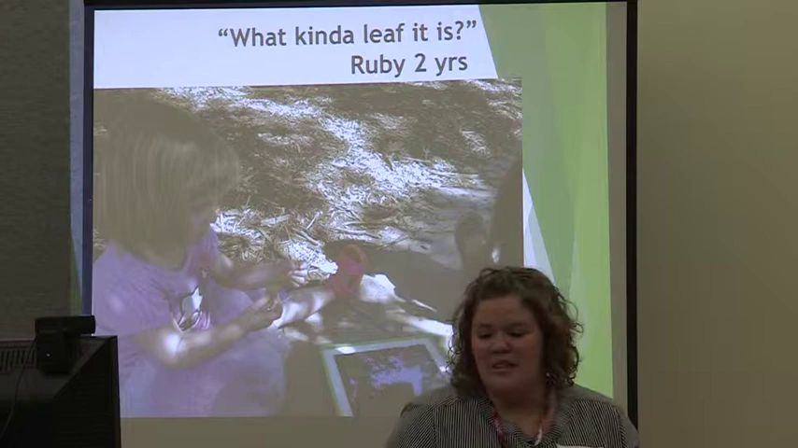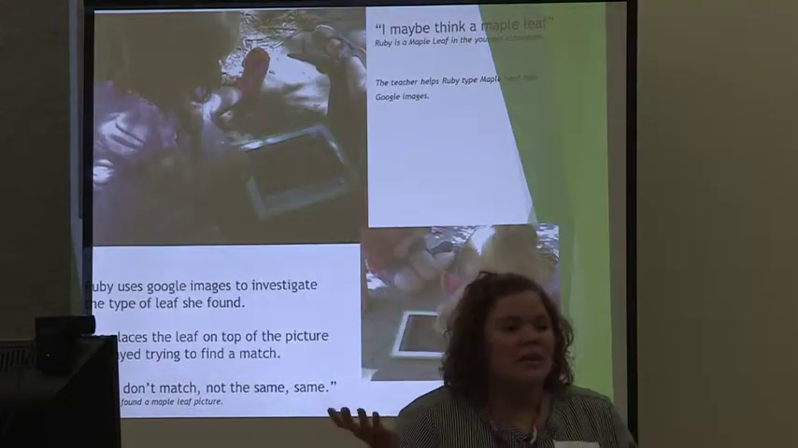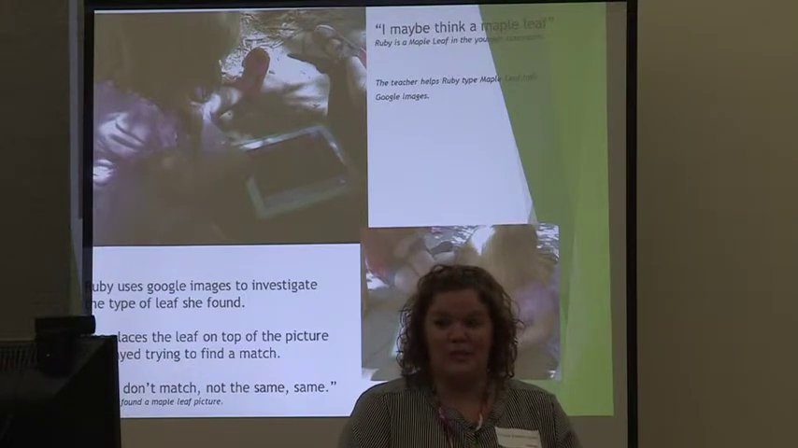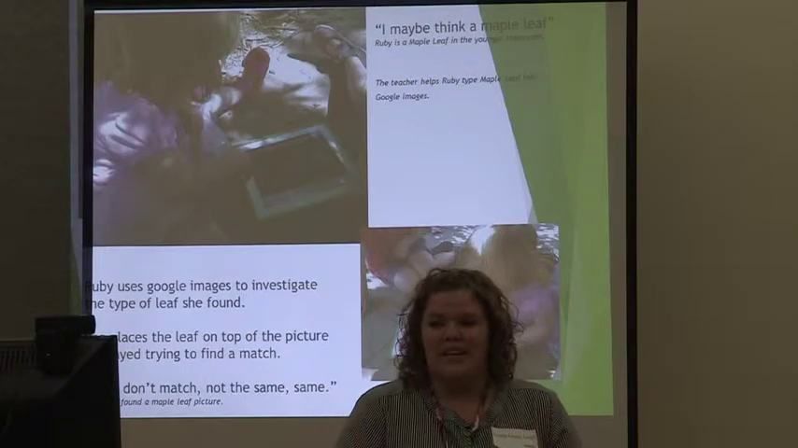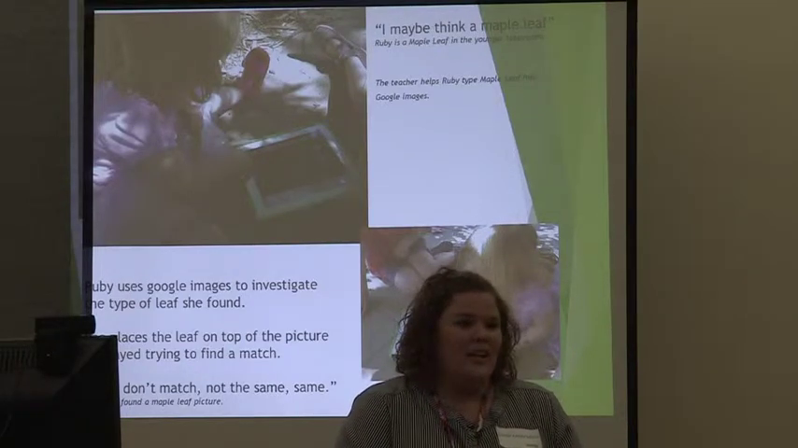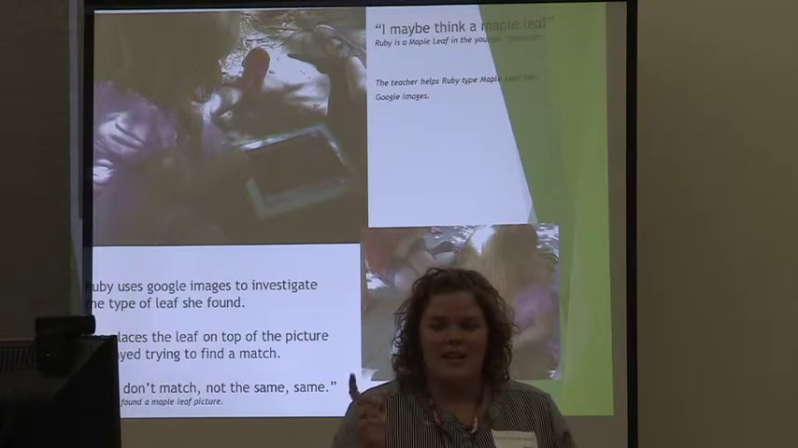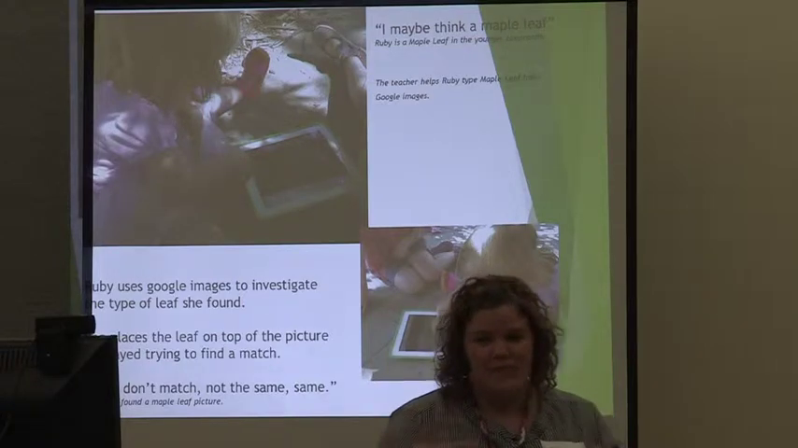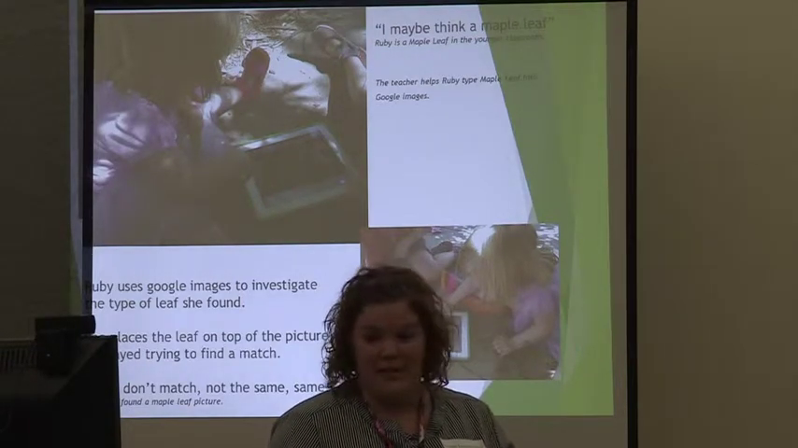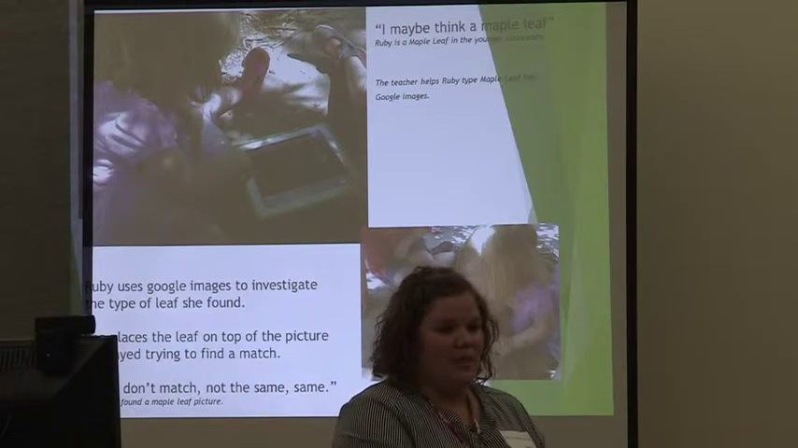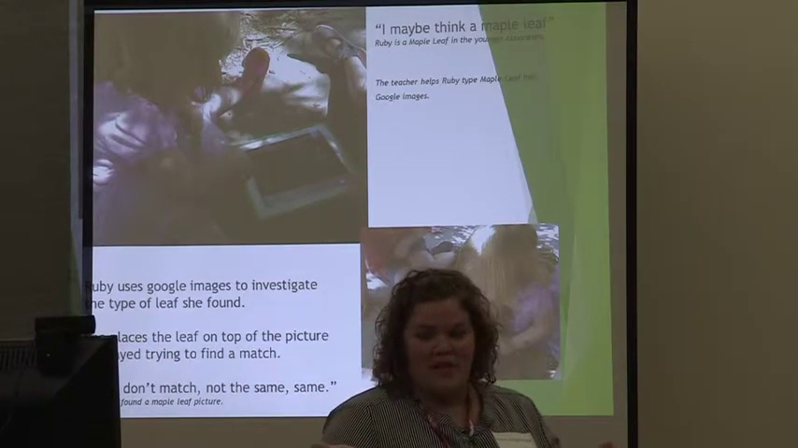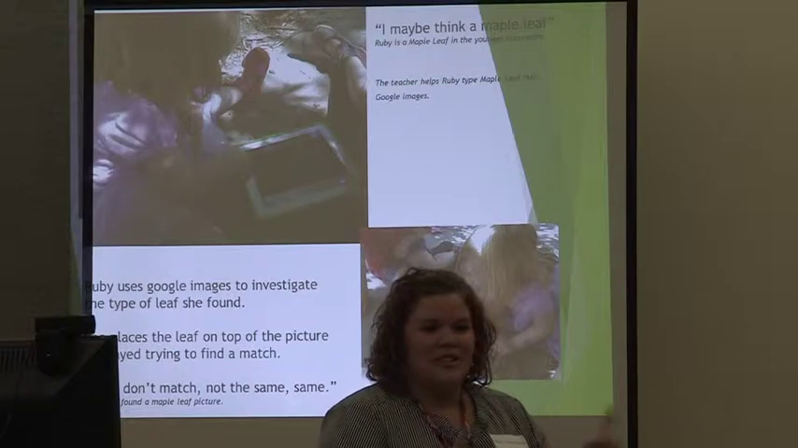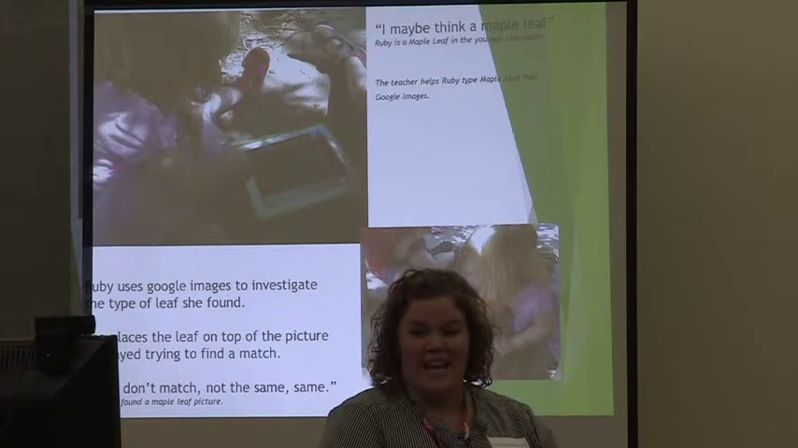And so we get on Google Image, and she starts searching through Google Image, and she says, I maybe think a maple leaf, because she's a maple leaf in her little group. Another teacher comes along and helps Ruby find the maple leaf in Google Images, and Ruby tags along those images to investigate how she can label this leaf. We already know she knows it's a leaf, so she has that vocabulary. She places the leaf on top of the picture displayed, trying to find a match. The way she describes that is, don't match, not the same. So she's trying to describe how she can find two that are the same.